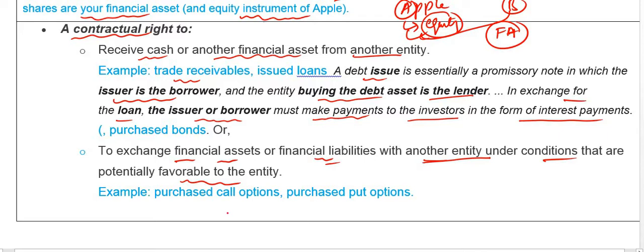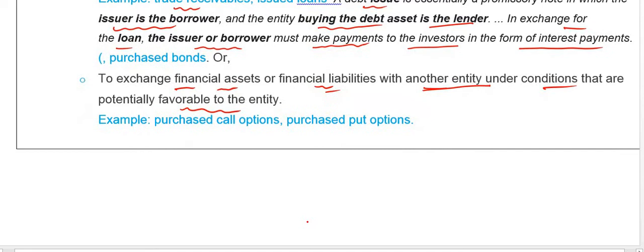Now, a contractual right to exchange financial assets or financial liabilities with another entity under conditions that are potentially favorable. What does it mean? It means that if you purchase a call option or a put option, you will have an option, a right, to exchange financial assets or financial liabilities with another entity, so the condition will be on your side. It will give some power to you.